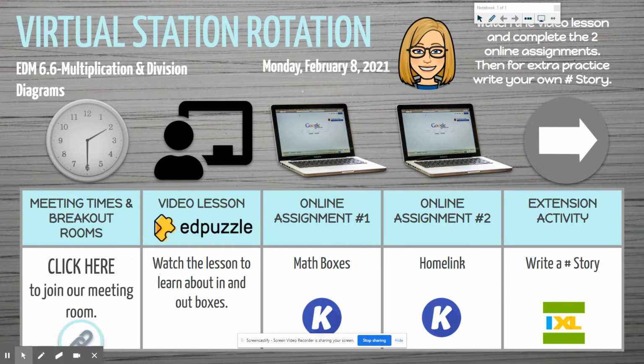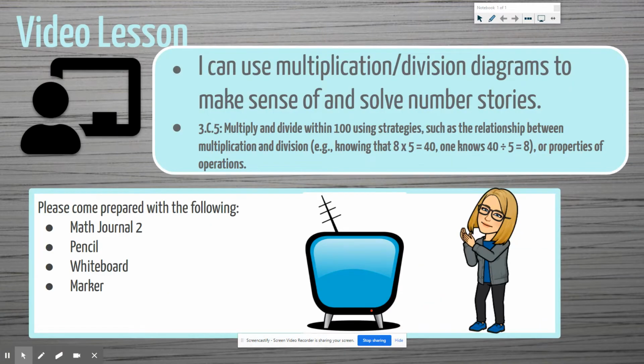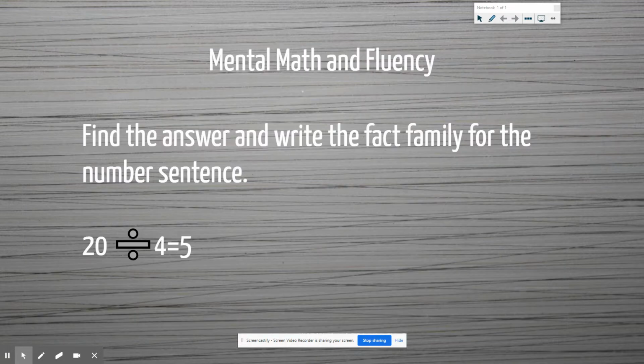So for today, our assignments are math boxes, the home link, and then you're going to write a number story. Obviously, it's not going to be on IXL. So our objective is I can use multiplication division diagrams to make sense of and solve number stories.